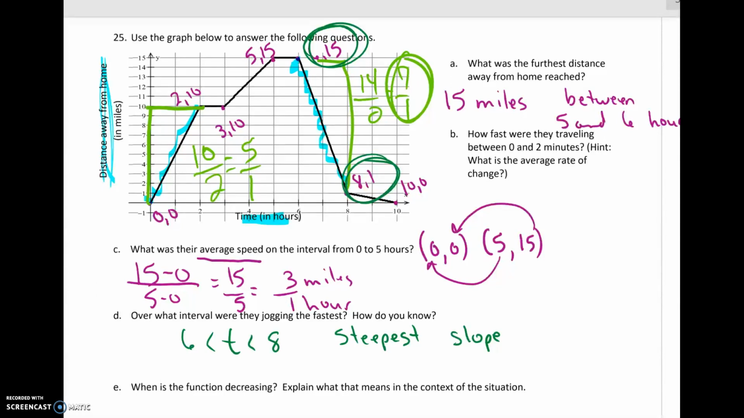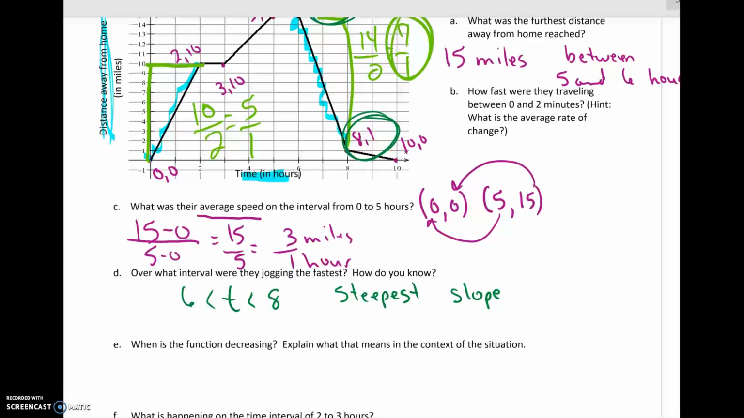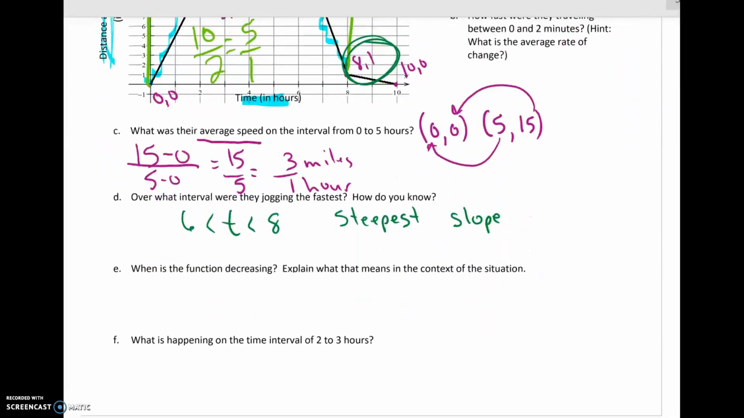All right, and then the last question is, I'm going to F. What's happening on the interval from 2 to 3? So we're looking right here. So from 2 to 3, they aren't moving, they are resting. They are standing still.